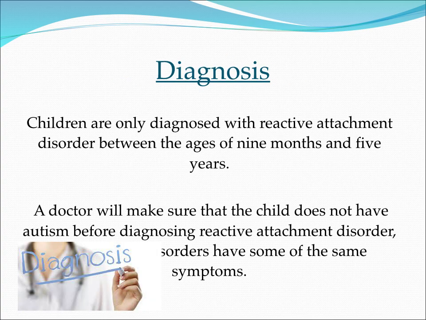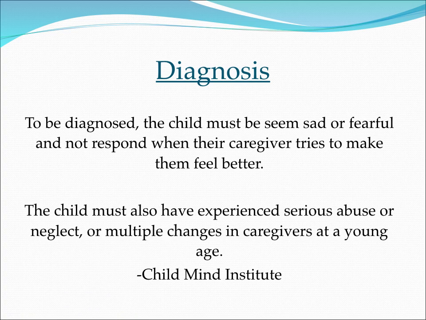So how can we diagnose one with reactive attachment disorder? Well, children are only diagnosed with reactive attachment disorder between the ages of 9 months and 5 years. A doctor will make sure the child does not have autism before diagnosing RAD. Other disorders may have the same sort of symptoms, so they try to rule out other ones, including autism, before diagnosing reactive attachment disorder.